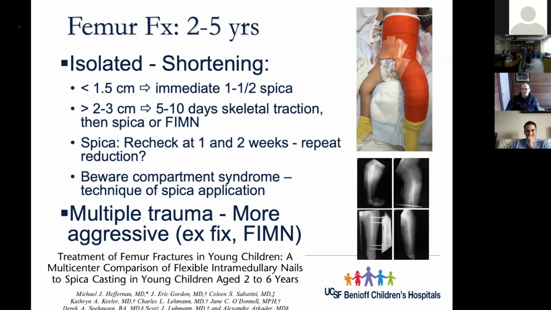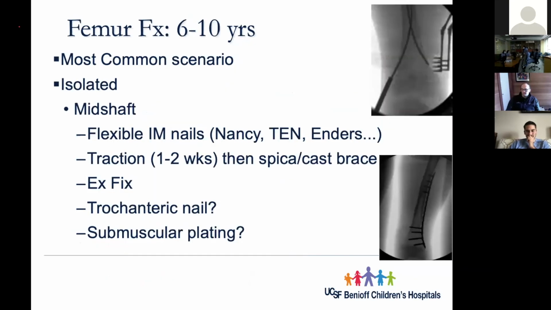So I have another question. Also, for the indications for Xfix, in these, it seems like the one you said you started with an Xfix and then went to the plate. Is it like the same as in adults, like damage control, vascular, like those types of indications, or are you typically using it prophylactically and then going in later?